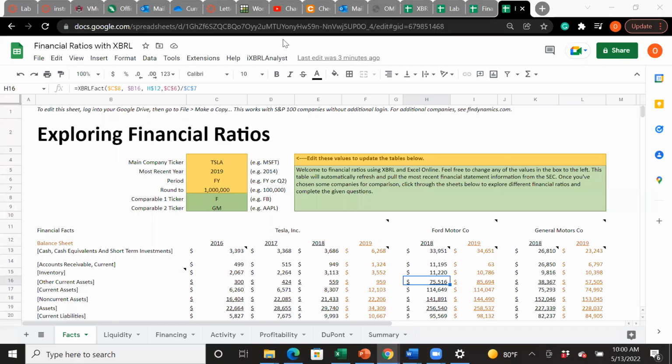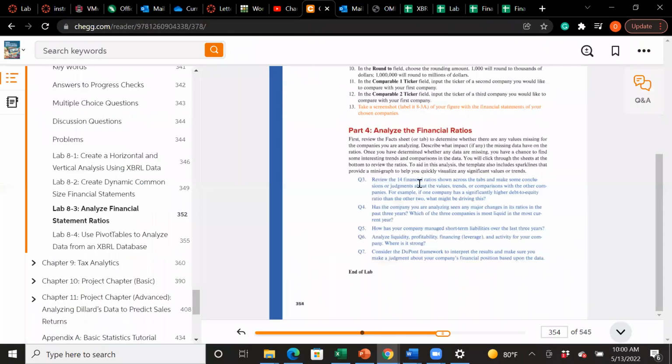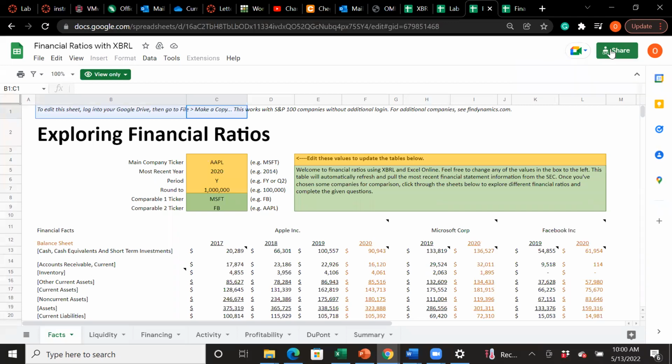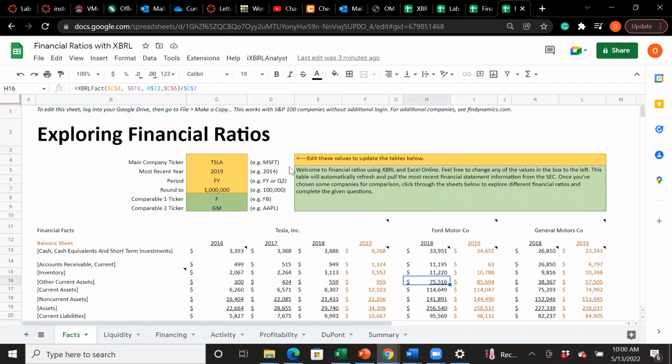All right, we are to answer questions 3 through 7. Question 3 says: review the 14 financial ratios shown across the tabs and make some conclusions or judgments about the values, trends, or comparisons to the other companies. For example, if one company has a significantly higher debt to equity ratio than the other two, what might be driving this? I'm going back to my copy, because that one is not my copy and doesn't have the information I just put in.